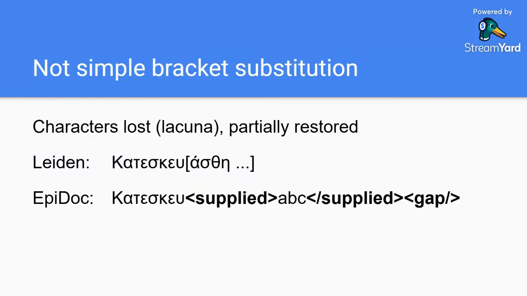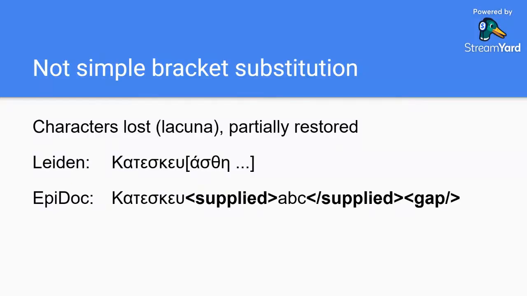Another example where we can't just replace the brackets in Leiden with the elements from TEI is where we have a lacuna. We have some characters lost from the stone, and we know what some of those letters are, but not all of them. So in this case, we've got a span of Greek. It says kataskeo, and then the stone breaks, and we think that word must have been kataskeoas there, but there was more on the stone. We can guess the rest of that word, but we can't guess the next word.